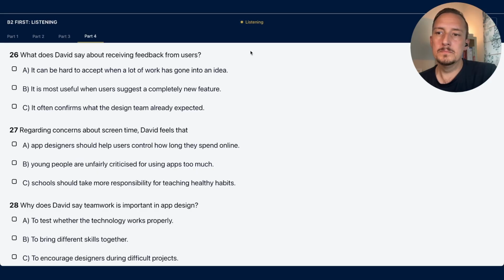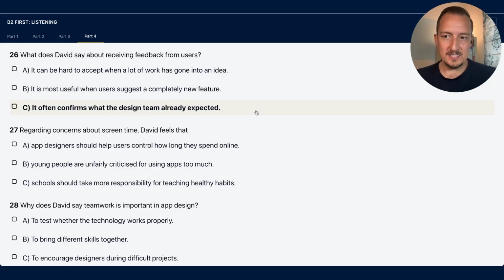Usually, experienced designers already have a pretty good idea of what users want, and the feedback is just a validation of that, really. So C is our correct answer. It often confirms what the design team already expected.